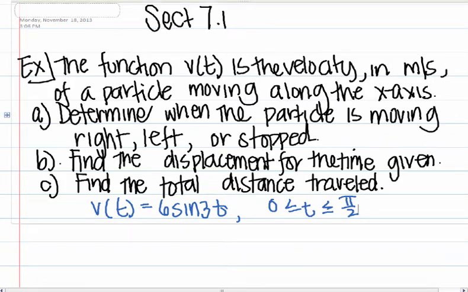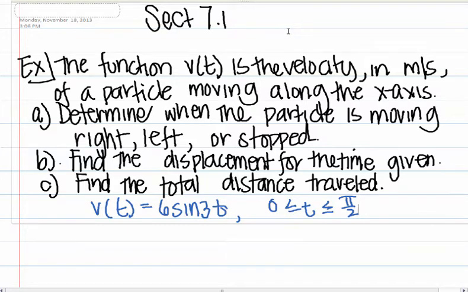Alright, section 7.1. We are going to work on how to set up functions to be integrated to calculate quantities such as net change, area, and volume throughout this chapter. So first we're going to work on this example right here.